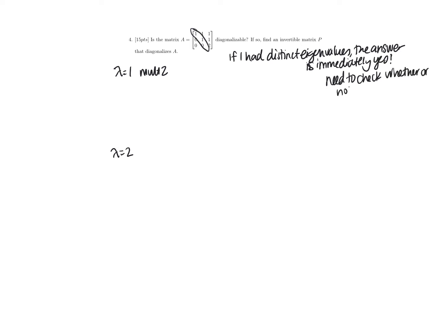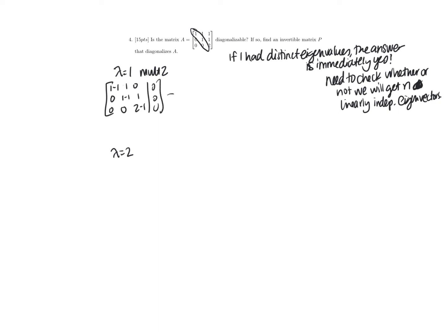whether or not we will get linearly independent eigenvectors. Okay, so let's compute it. So if I plug in 1, I have 1 minus 1, 1, 0. And then I'll have 0, 1 minus 1, 1, and then 0, 0, 2 minus 1, which equals 0, 1, 0, 0, 0, 1, 0, 0, 0, 1.